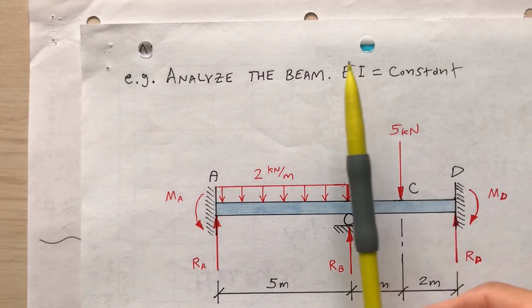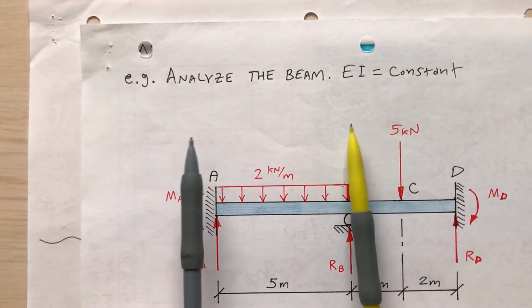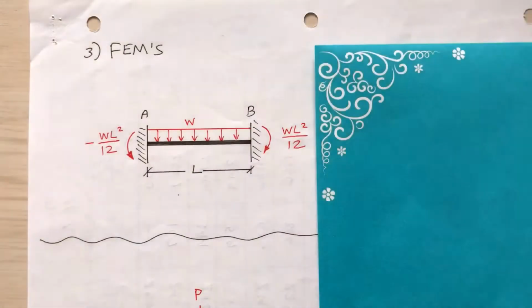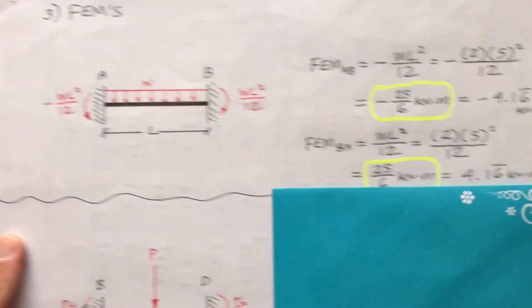Okay, so model this part, between the pencils, as though it were fixed at both ends, and tell me what the end moments are. I'm going to move this blue envelope here and you'll see what I calculated. Can you see this?